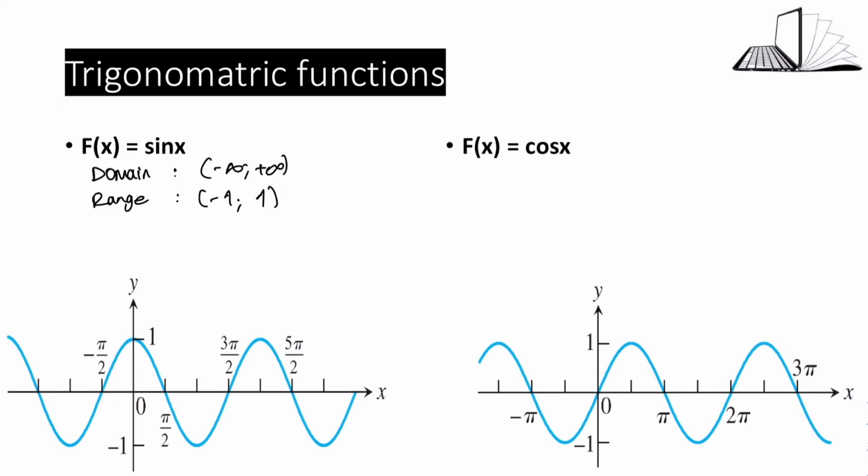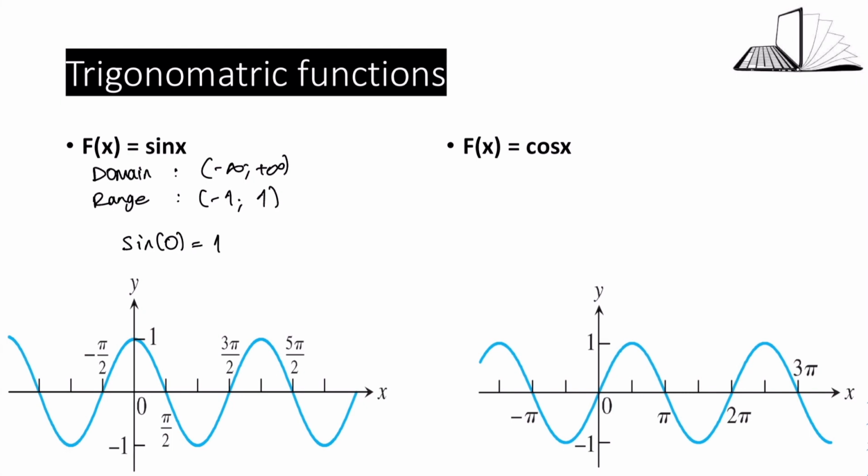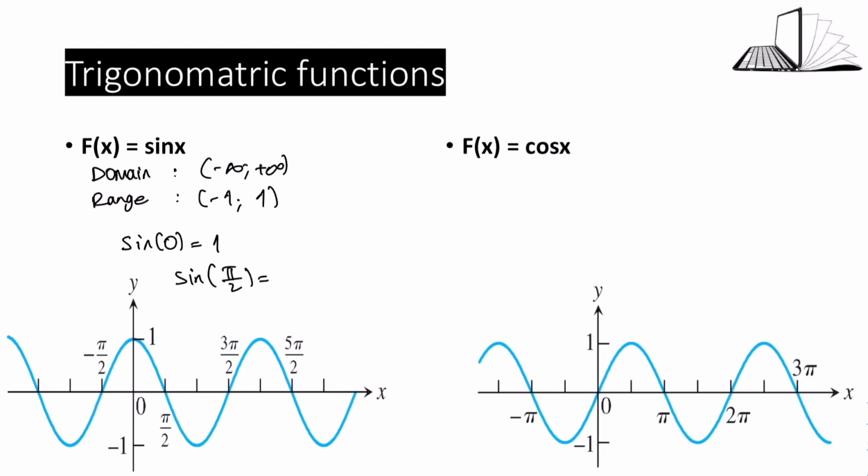Now, if you look at, for example, sine 0, it's going to be equal to 1. Sine pi over 2 is going to be equal to 0, and that's how the curve looks. You can see the curve of the sine has this sinusoidal shape.